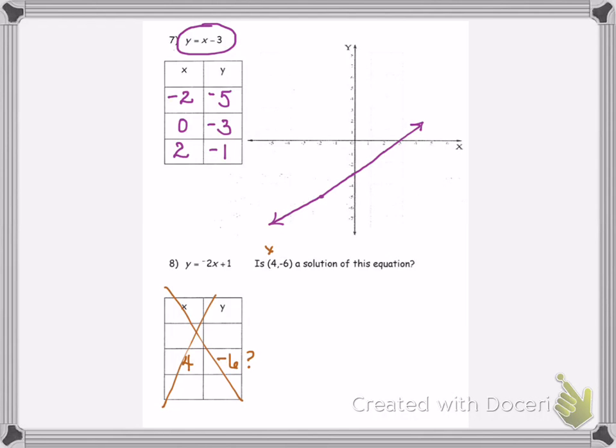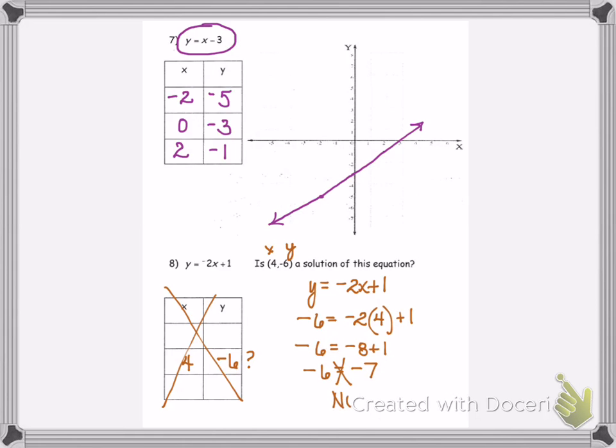You can realize that this ordered pair and every ordered pair should be x comma y. So if you look at your equation, y equals negative 2x plus 1, what I'm really doing is a check where I'm plugging in 4 for x, negative 6 for y, and I'm going to see if I get the same thing on both sides. So I've got negative 6 equal to negative 2 times 4 plus 1, and I'm going to solve on both sides. So when you solve this, you're going to get negative 6 equals negative 7 on the right side.